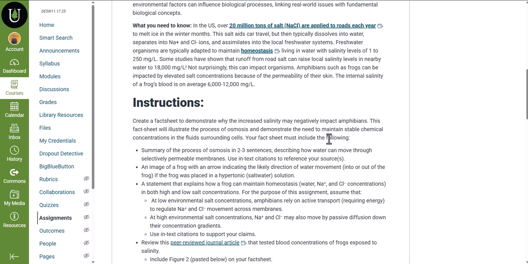You're going to think about how a salty environment would influence that and create a fact sheet. In your fact sheet, you need to talk about the process of osmosis, describe how water moves through that semipermeable membrane. You want to use in-text citations where you use sources. You're going to create an image of a frog, and you're going to have an arrow indicating how water will move either into or out of the frog if we place that frog in a hypertonic solution, which is one that has a higher salt concentration than the inside of the frog's body.